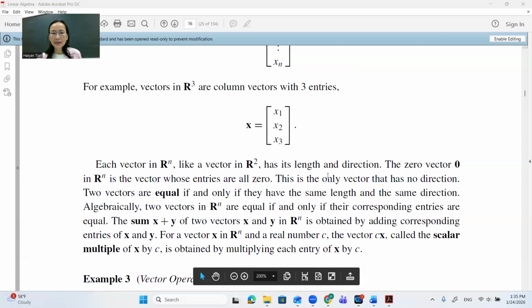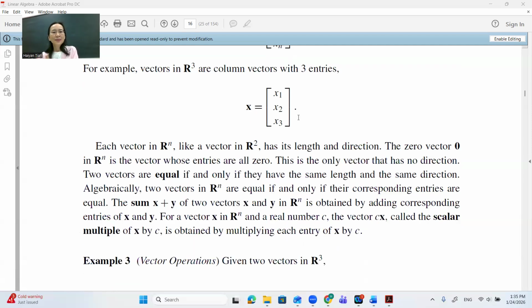So when n is 3, the set of vectors we consider is the vectors with 3 entries, right? So vectors of this form. Again, what do we mean by equal? Whenever they have the same length and the same direction. If two vectors have the same length and the same direction as well, then the two vectors are equal.